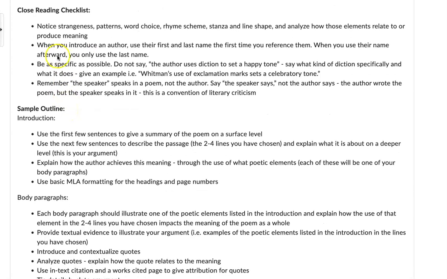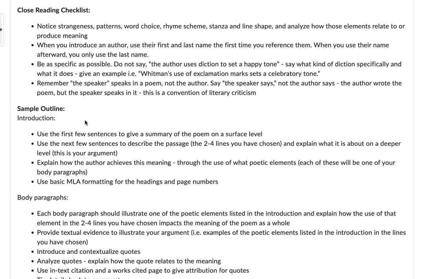Okay, so here is a close reading checklist. These are ways into your close reading. Look for strangeness, anything that is weird where language is not operating the way that you would expect it to. Look for patterns, for word choice, for rhyme scheme, places where there's something interesting like enjambment, where the lines are split over multiple lines. Look for the line shape, anything you can comment on, and then think about how those elements relate to or produce a particular meaning.